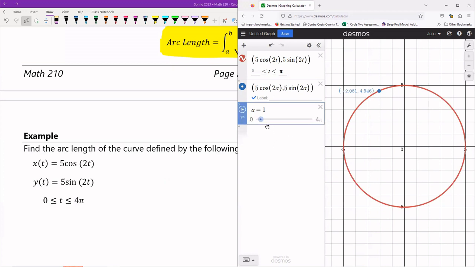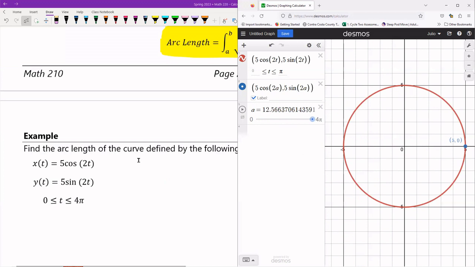So I'm going to let this slider run from 0 to 4 pi. At 0, you can see it's all the way over to the right-hand side of the circle. Now I'm going to run it across from 0 to 4 pi, and you're going to see that circle go once around, twice around, 3 times around, 4 times around.